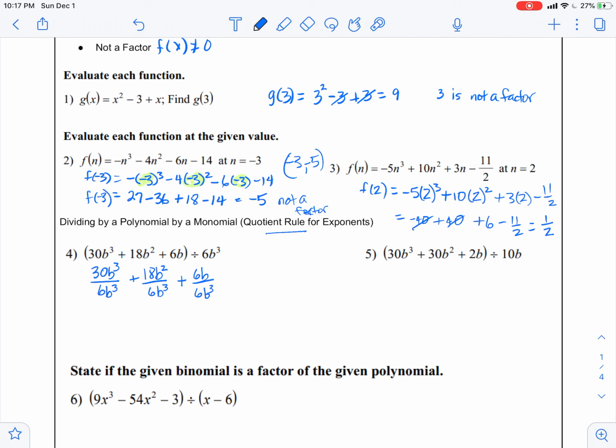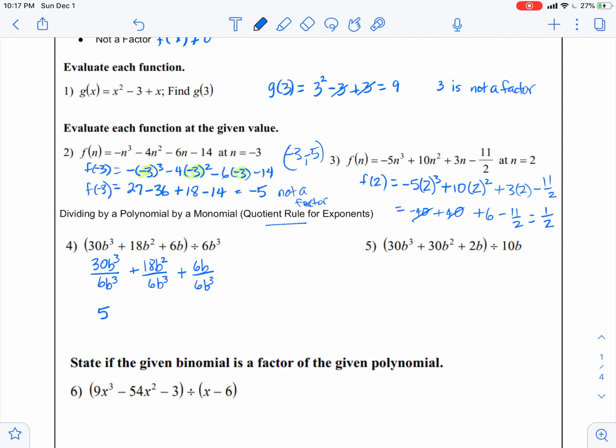So 30 divided by 6, that's just numbers. That's 5. B cubed and b cubed, that's going to cancel. I'm done. 18 divided by 6 is 3. I have a b squared and a b cubed on the bottom. And again, that's going to give me a b on the bottom.